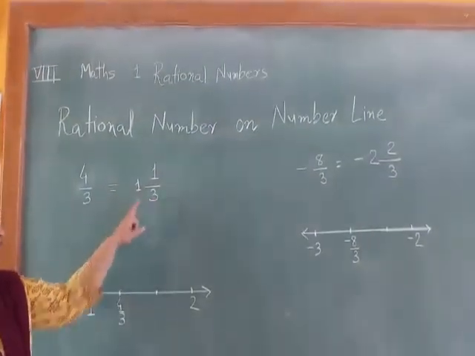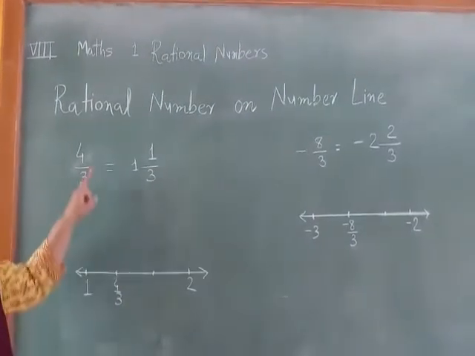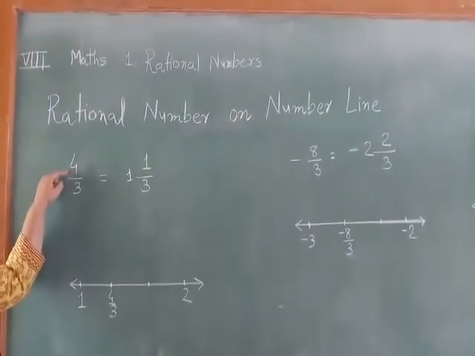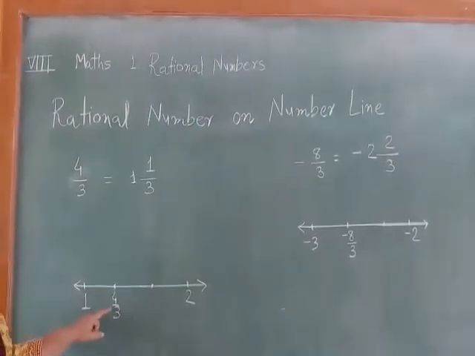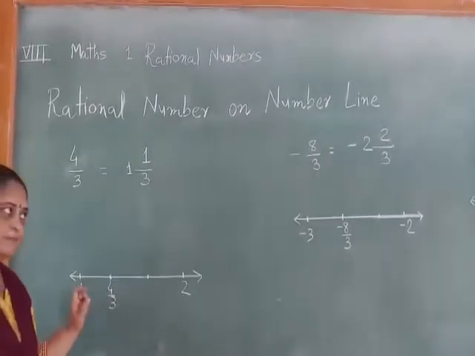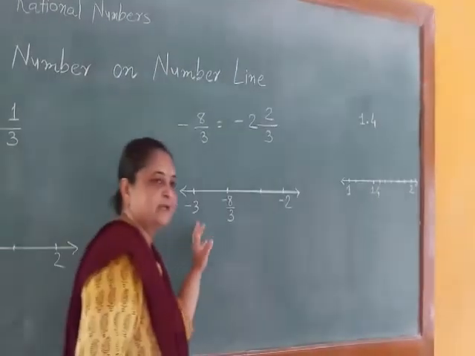Now 1 upon 3, that is the first part. And what is our original question? 4 by 3. So write here 4 by 3. Another example for a negative number.